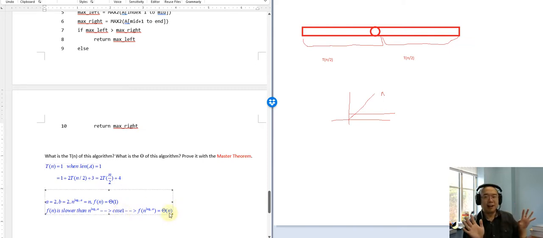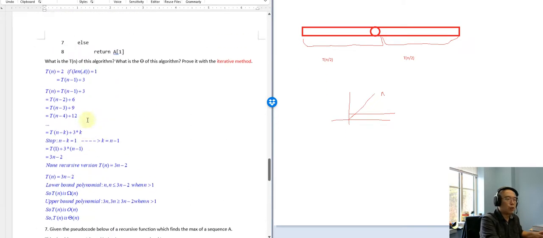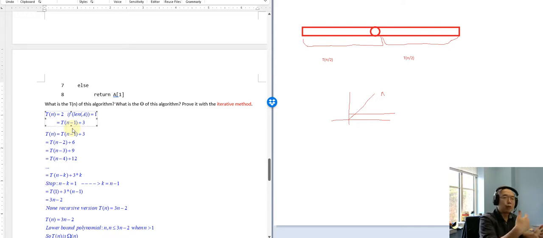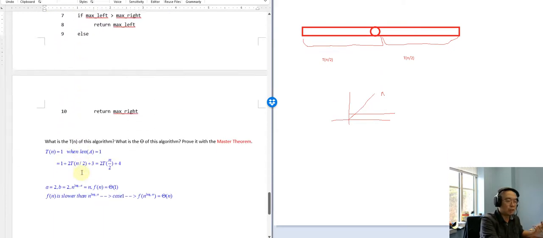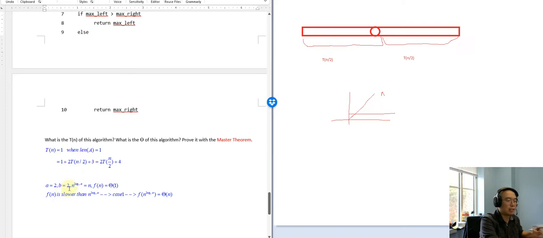So the Master Theorem is indeed faster, because you don't have to write a lot to solve a recursion. You just need to answer the quick questions: what is a, what is b, what is f(n), and is f(n) faster or slower than n to the power log_b a. By answering these, you just find the right case, and you can solve the recursion immediately.